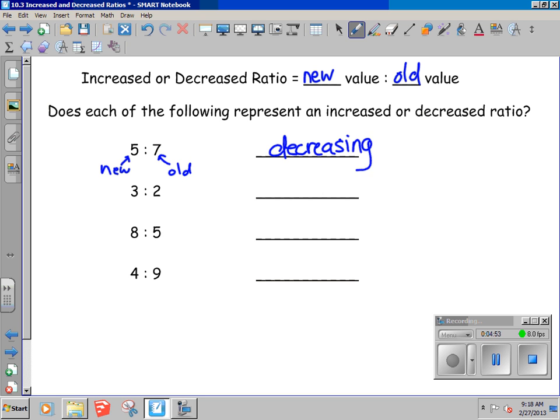All right. What about the next one? 3 to 2. What's the old value, Connor? 2. What's the new value, Rhea? 3. So what kind of ratio is it? Tony? Increasing. Come write that up there. Callie, you have a question? Next one.